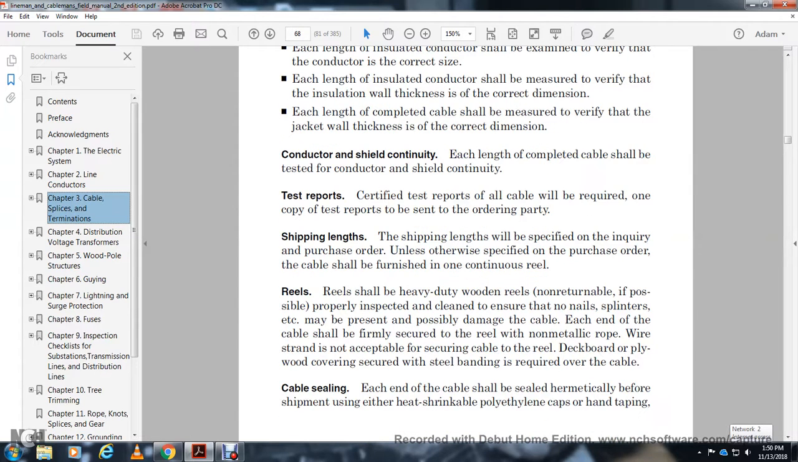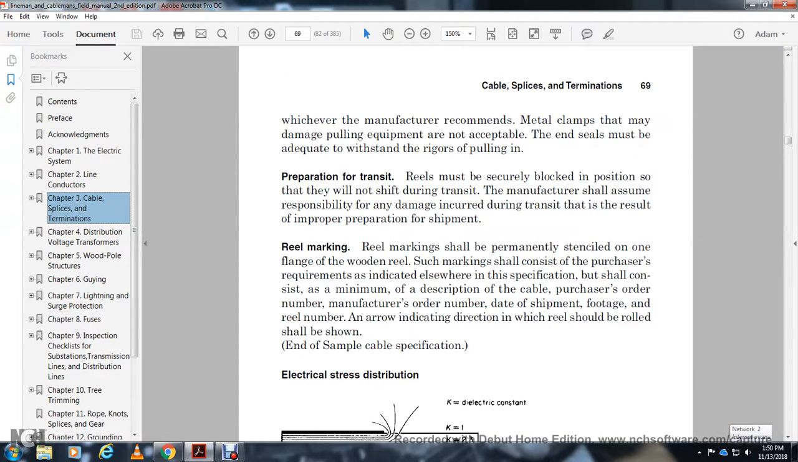Cable sealing. Each end of the cable should be sealed hermetically before shipment using either heat shrink polyethylene caps or hand taping, whichever the manufacturer recommends. Metal clamps that may damage the pulling equipment are not acceptable, and the seal must be adequate to withstand the rigors of pulling. Preparation of the transit reel must include secure blocking in position so that it will not shift during transit. The manufacturer shall assume responsibility for any damage incurred during transit as the result of improper preparation of the shipment.